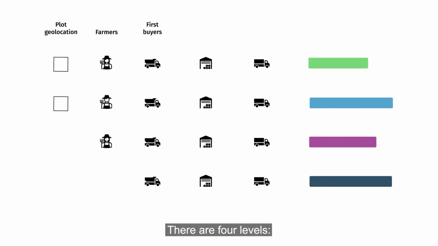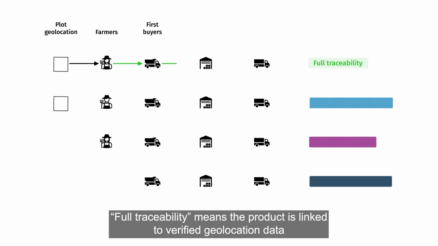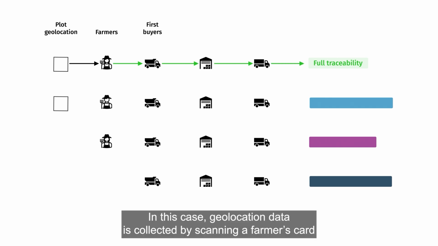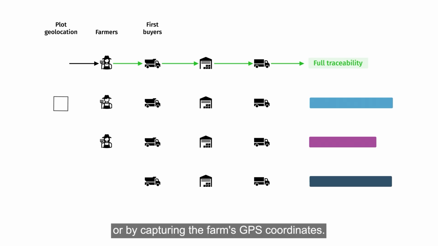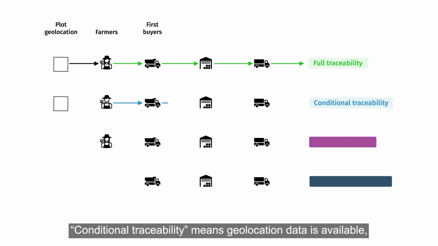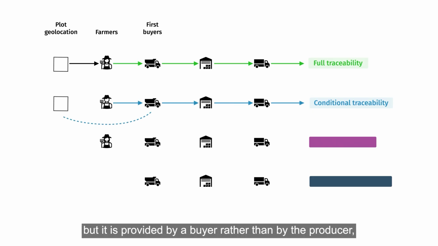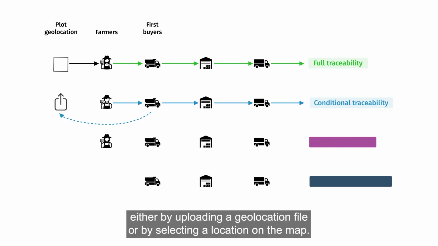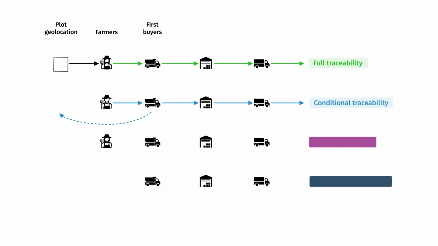The system applies a traceability status to the volumes that are being traded. There are 4 levels. Full traceability means the product is linked to verified geolocation data right from the start of the supply chain. In this case, geolocation data is collected by scanning a farmer's card or by capturing the farm's GPS coordinates. Conditional traceability means geolocation data is available, but it is provided by a buyer rather than by the producer, either by uploading a geolocation file or by selecting a location on the map.